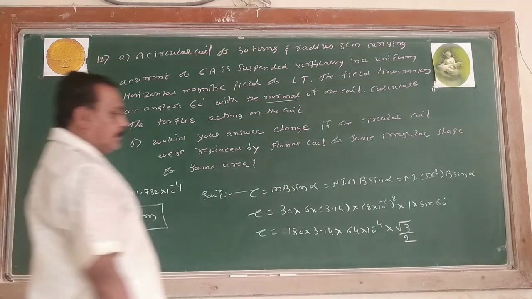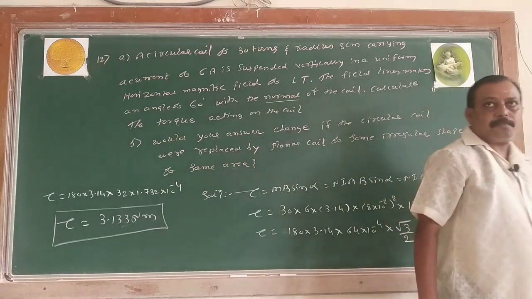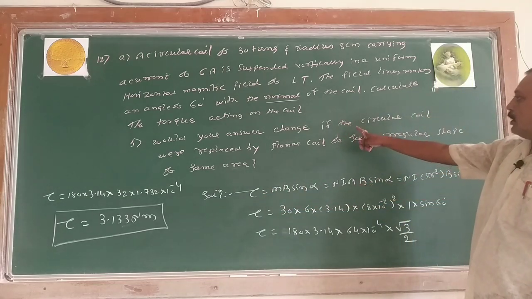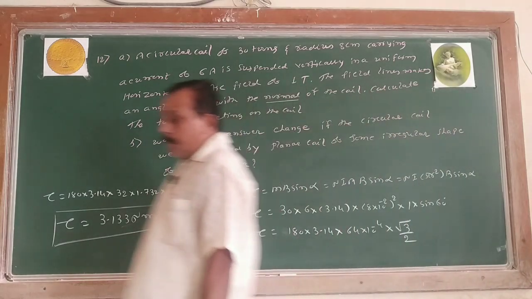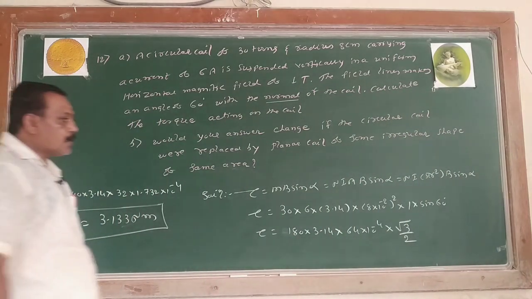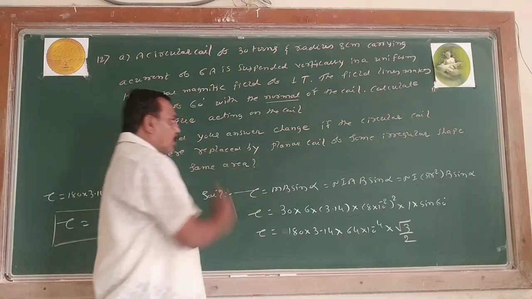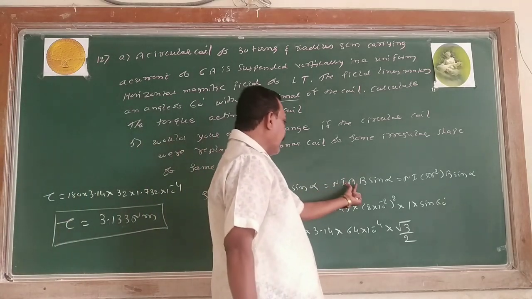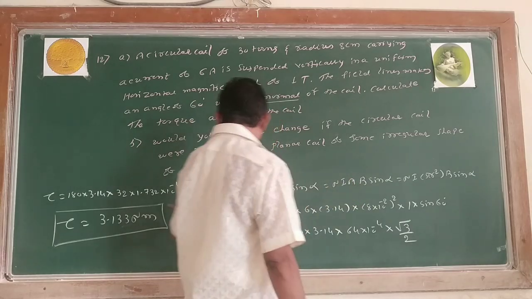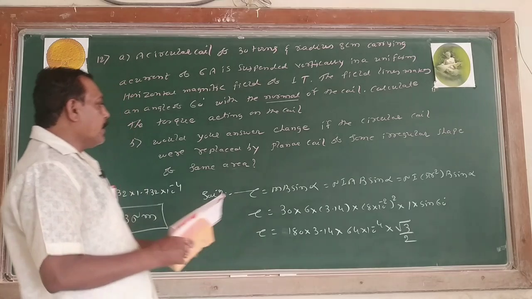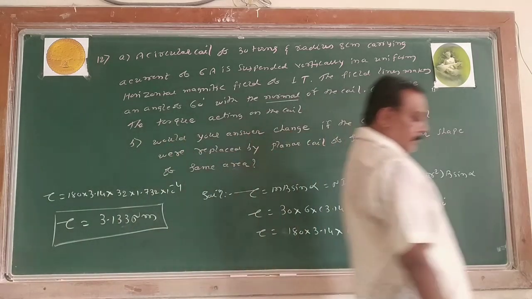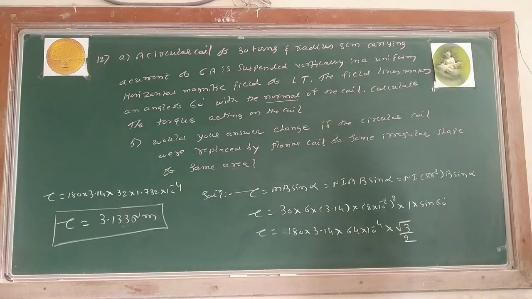Is it clear? Now look at the second part. The torque depends on what? The area of the loop. It is independent of what? The shape. Now, what about the planar coil? The area is kept the same. Hence, there will be no change in the torque value because the area remains the same. Torque is directly proportional to area. If the area is the same, the torque is the same. That is the second answer.